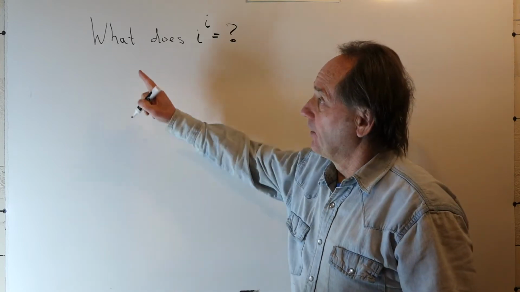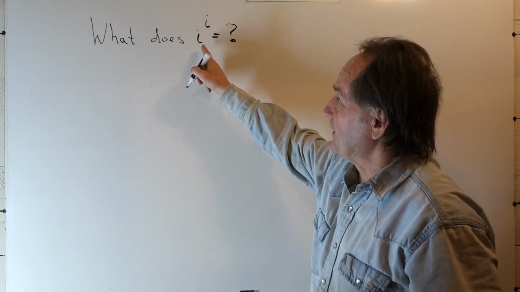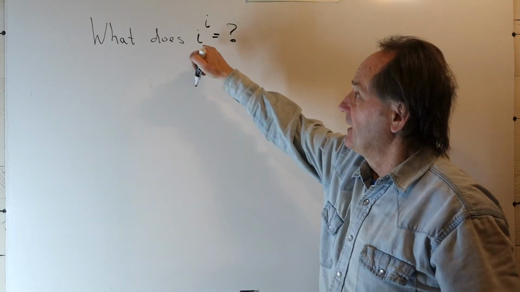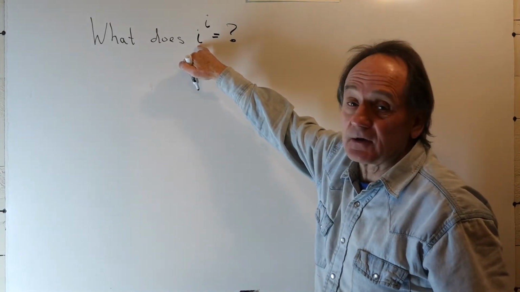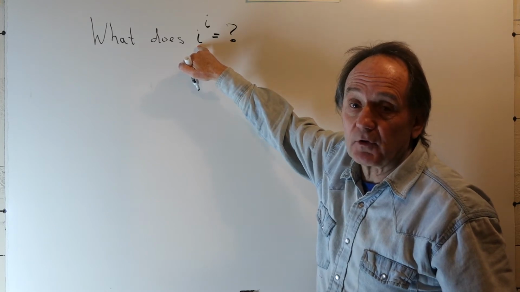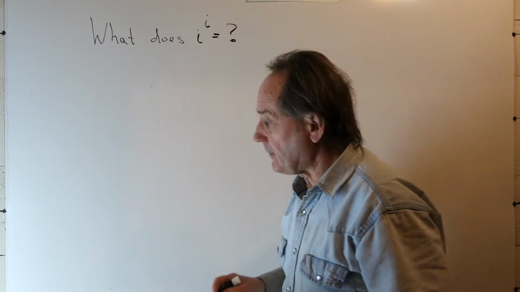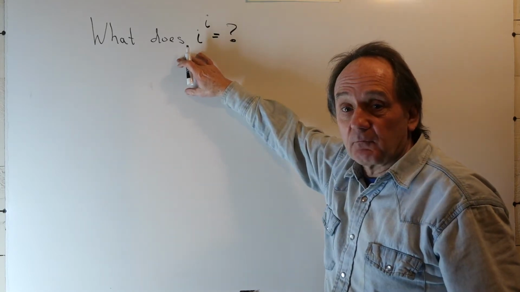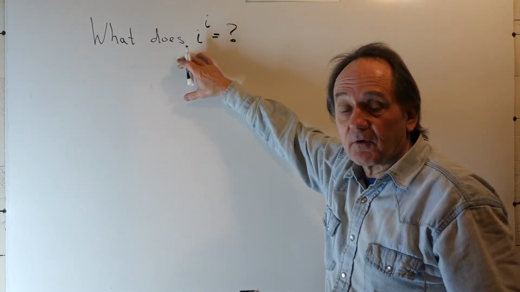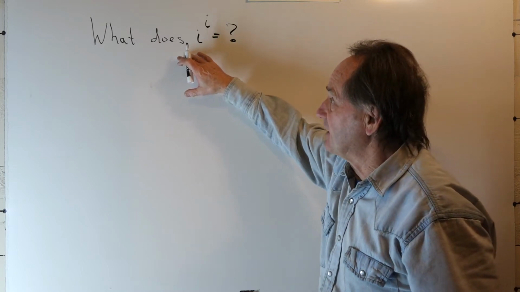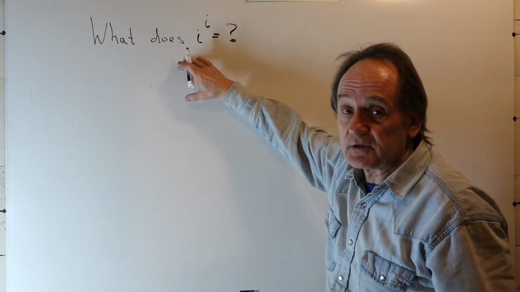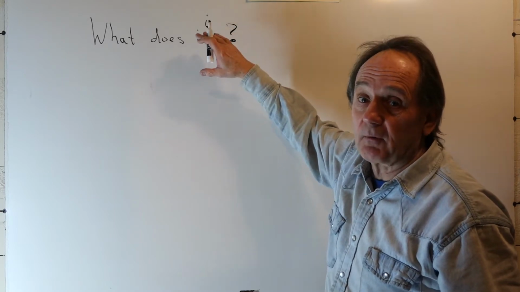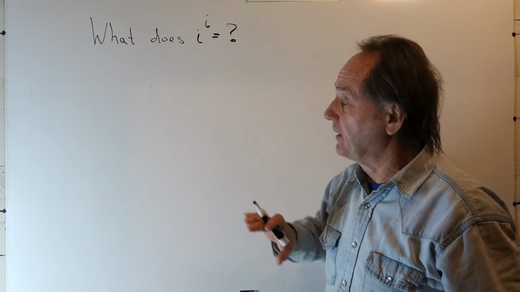In this video, we're going to answer the question, what does i raised to the i power equal, where i is the imaginary unit, the square root of -1? I'll quickly solve this, and then we'll do a little bit of a review of complex numbers and discuss the general case where we take a complex number base raised to a complex number exponent.